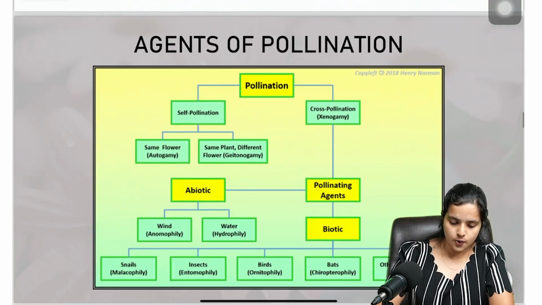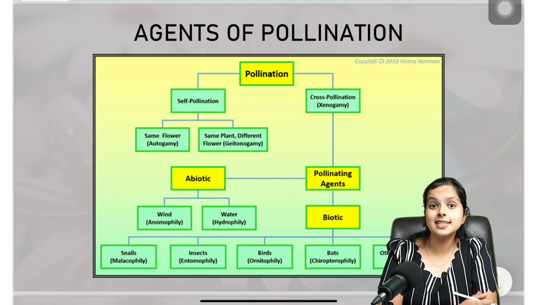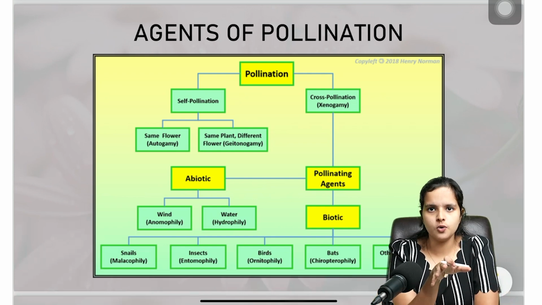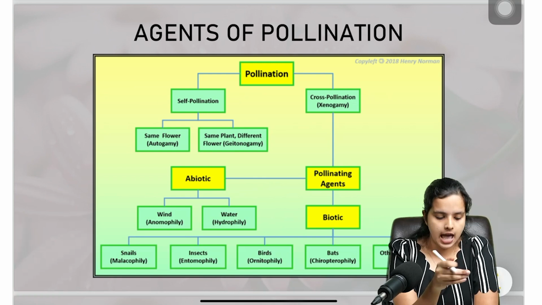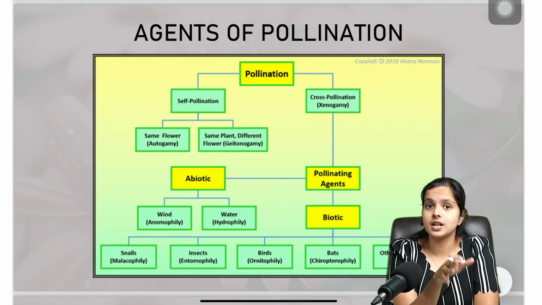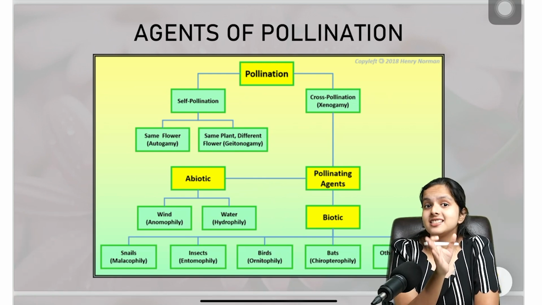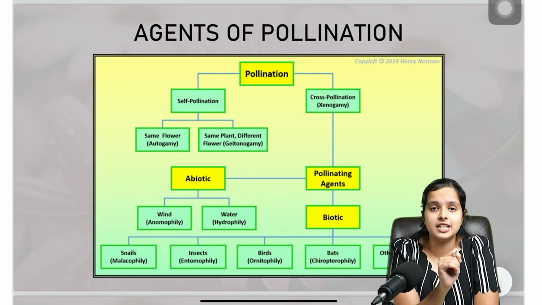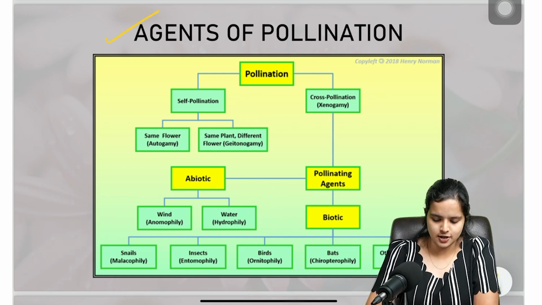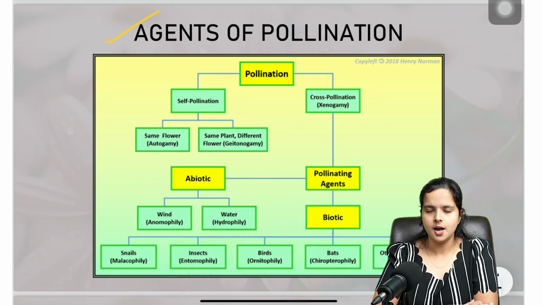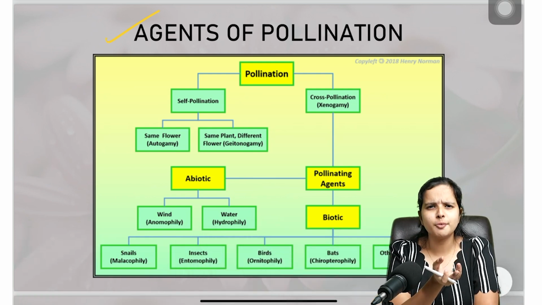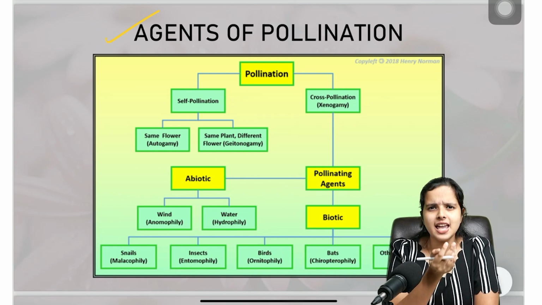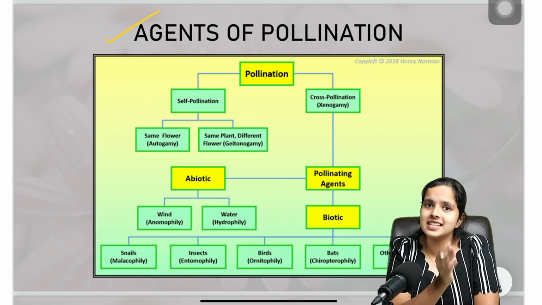Okay, now we have another topic called the agents of pollination. So you already know what pollination is, and now we have just discussed kinds of pollination. The next subheading we have under the main heading pollination is agents of pollination. So how many agents are there for pollination? What do you mean by agents of pollination? Let me ask you that before getting into the topic. What do you mean by agents? Agents is basically anything that helps in pollination. Okay, any factor that helps in pollination is known as agents of pollination.